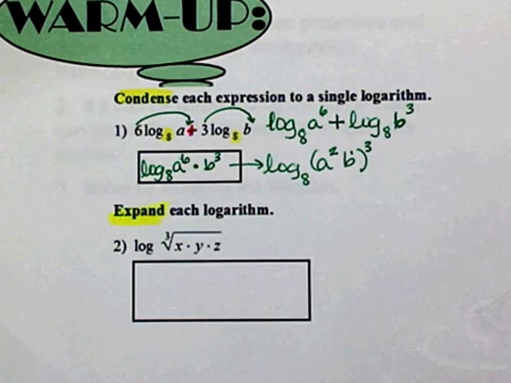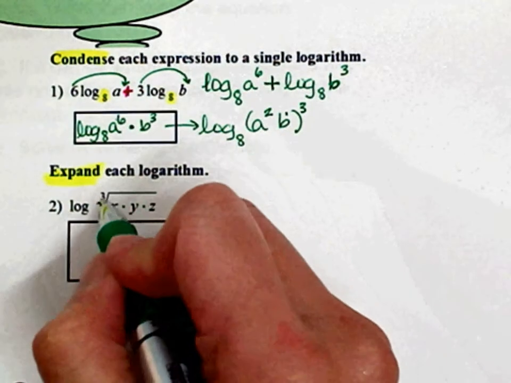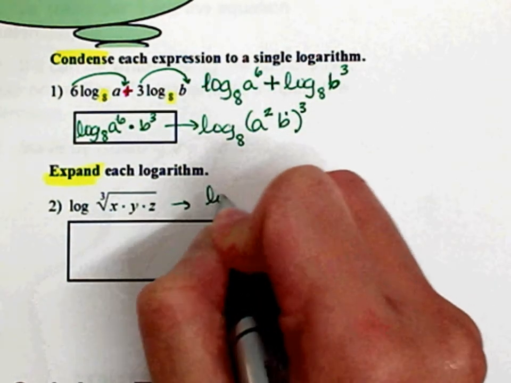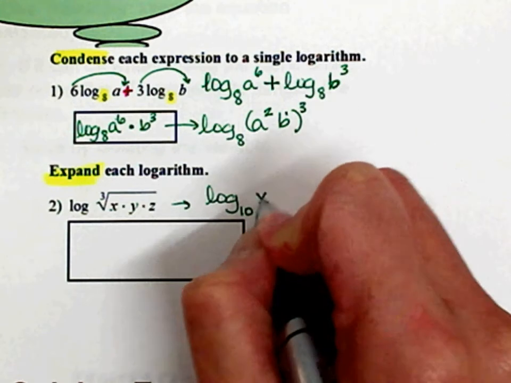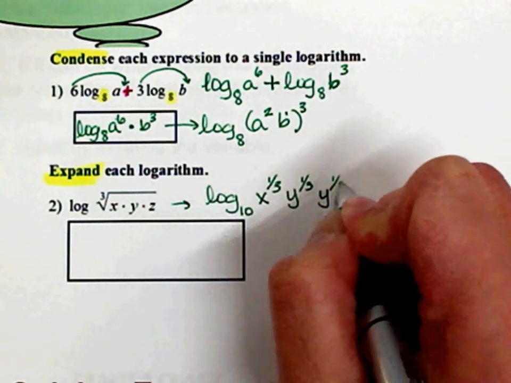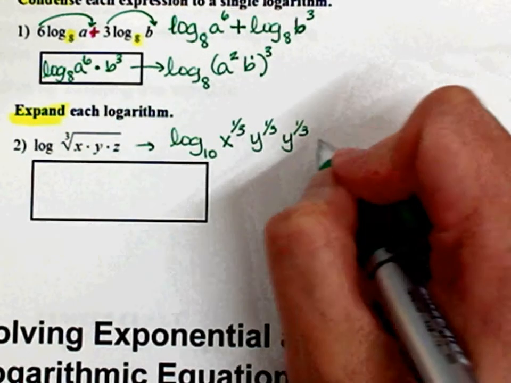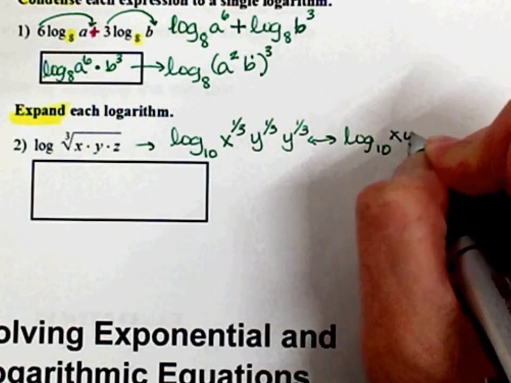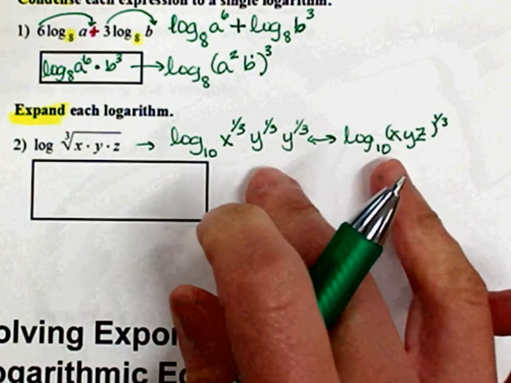Okay? Your next part, you are expanding. You're going to make it bigger. So log is going to be written many times. Notice this 1/3, this 3 right here, I'm going to rewrite it as log, there's no base, that base is a 10, x to the 1/3, y to the 1/3, z to the 1/3. Or you could also rewrite it like this. Log base 10 of x times y times z, all of that to the 1/3. These are exactly the same.